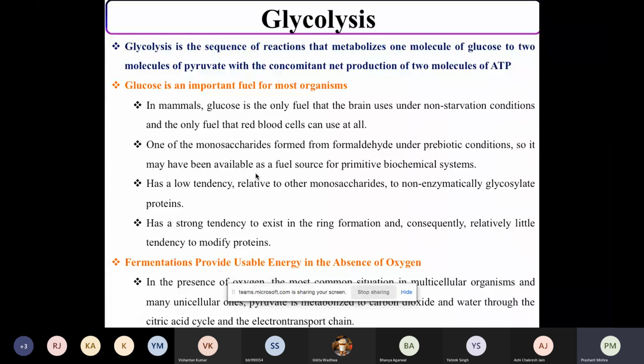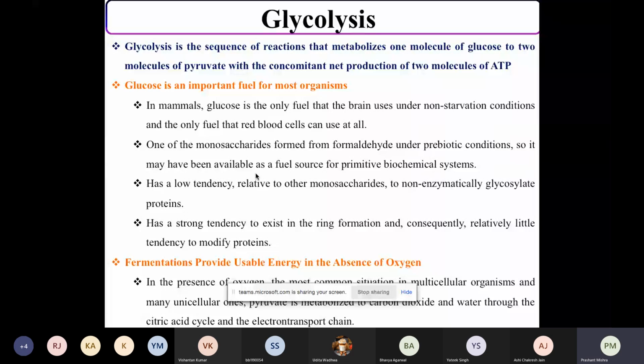So here, glycolysis is the sequence of reactions that metabolizes one molecule of glucose to two molecules of pyruvate, with concomitant net production of two molecules of ATP. That means when glycolysis occurs, glucose is converted into pyruvate and you get two molecules of ATP. I will give you the whole reaction, all the set of events, by which glucose is converted into pyruvate with production of two molecules of ATP.